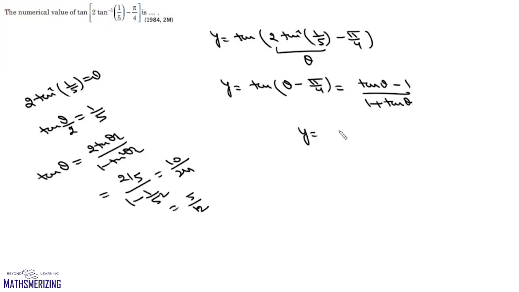So we can write this y as 5 by 12 minus 1 upon 1 plus 5 by 12, and it will be simply minus 7 by 17. So that is the answer to this question.